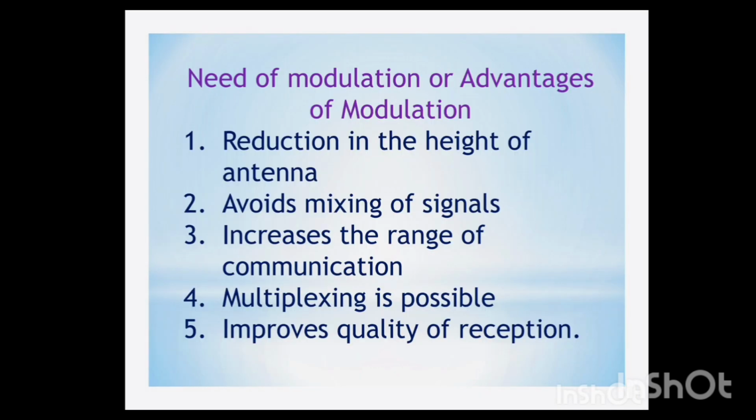Before that, first of all, why do we have to do modulation in communication, or what are the advantages of using modulation in communication? The first and very important advantage is reduction in the height of the antenna. Second, it avoids the mixing of signals while transmission. Next, it increases the range of communication. It also allows us to use multiplexing techniques in transmission, and improves the quality of signal in reception.